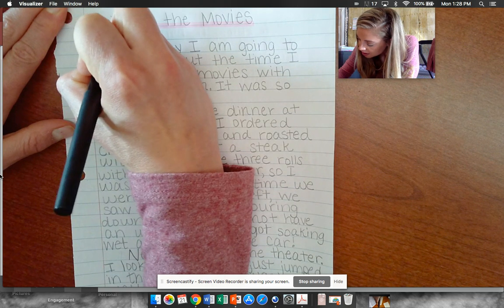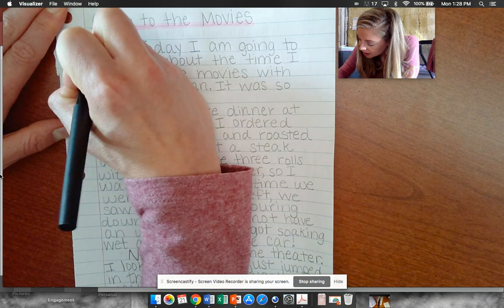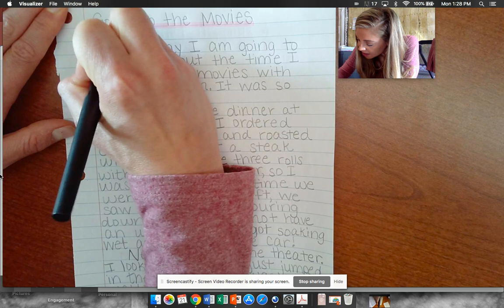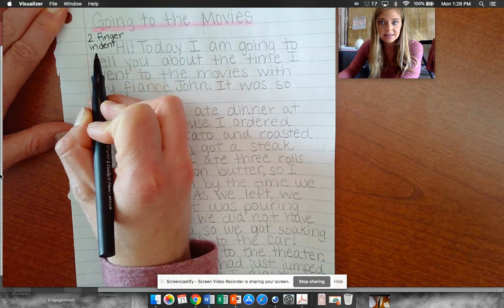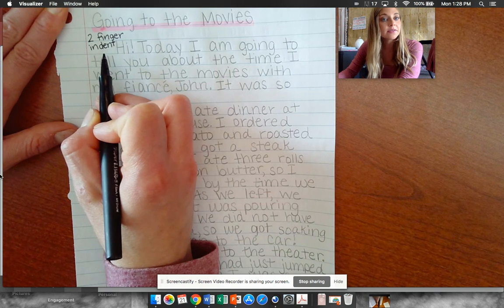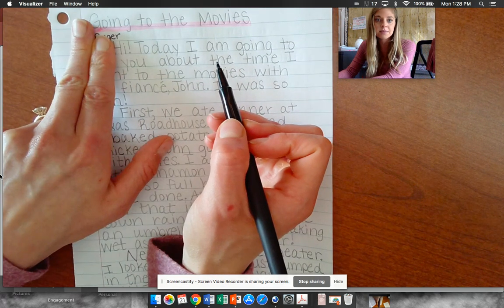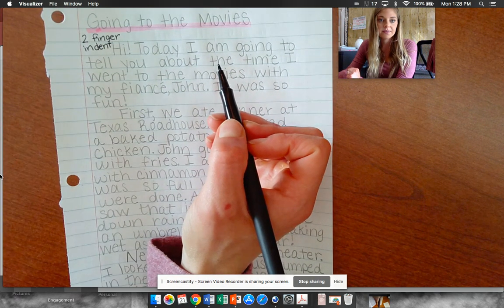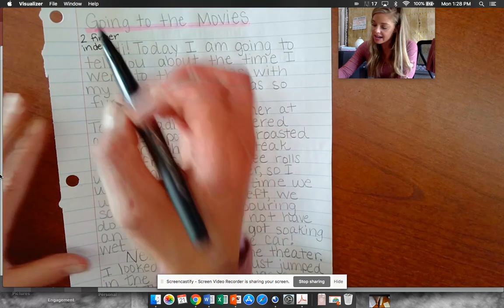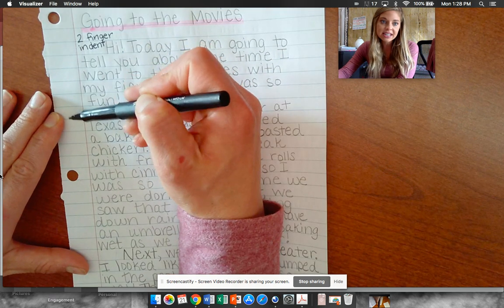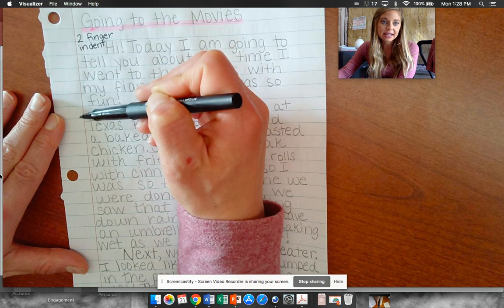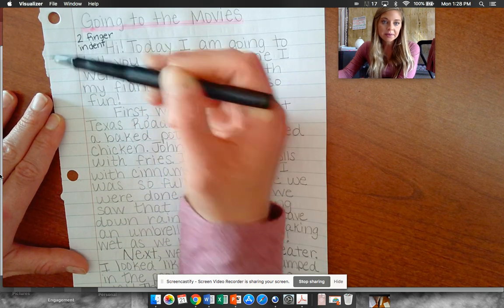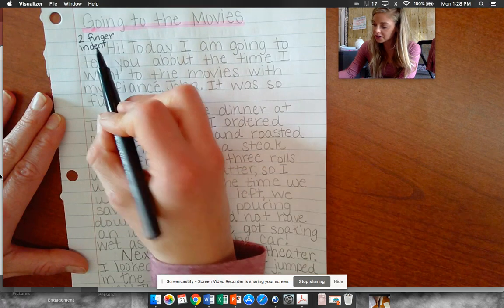2-finger indent. Do you see how there are some spaces here? That's called an indent, okay? The reason we say 2-finger indent is because your 2 fingers should be able to fit right there. Notice how I never write over to this side. We always stay on the right side of this red line here, okay? So I have a 2-finger indent there.